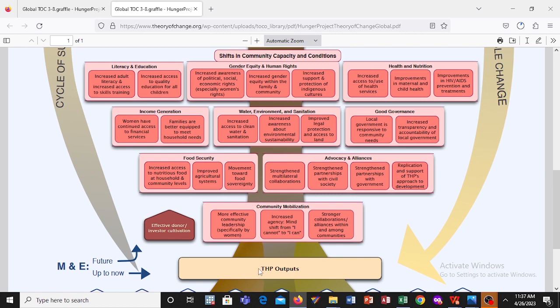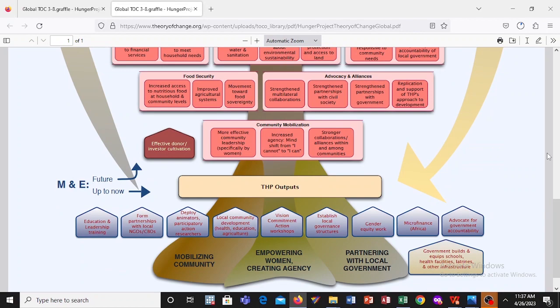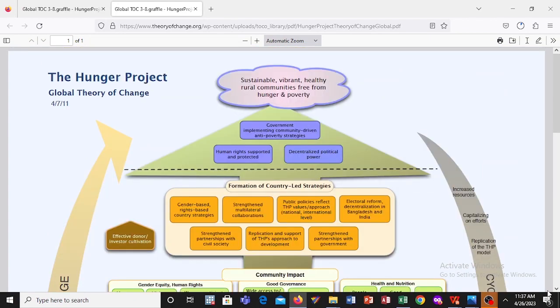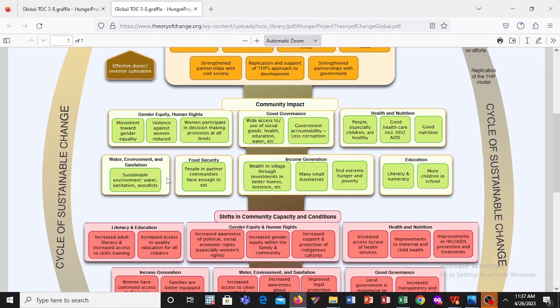Also, if we do all the outputs I've mentioned above, they will lead us to have food security and good advocacy and alliances. That is, increased access to nutritious food at household and community level, improved agriculture systems, strengthened partnerships with civil society. Also, when we do the outputs I've mentioned below, like forming partnerships, it will lead us to have water and sustainable water, sanitation, woodlots. So these are the outcomes that are coming from the outputs.